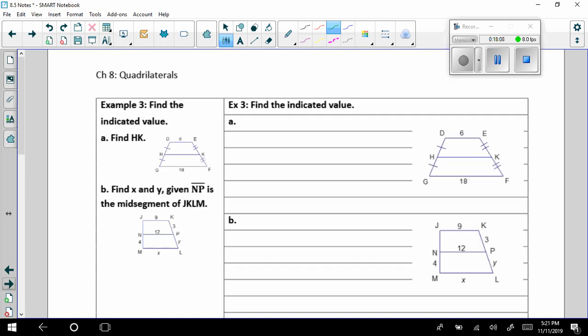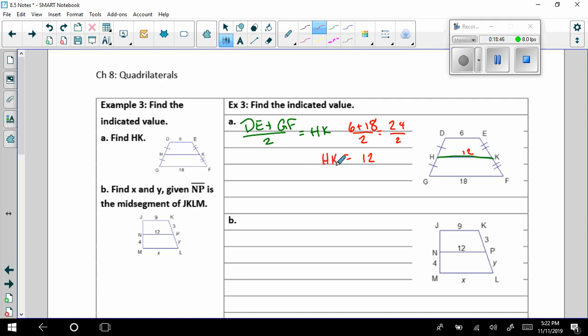All right, so finding the indicated value, if I want to find HK, I'm going to just use that formula there. So again, DE plus GF divided by 2 is HK. So just plug in those values. 6 plus 18 divided by 2. 6 plus 18 is 24. Divided by 2 is 12. So the length of HK is 12. That doesn't get a line above it.